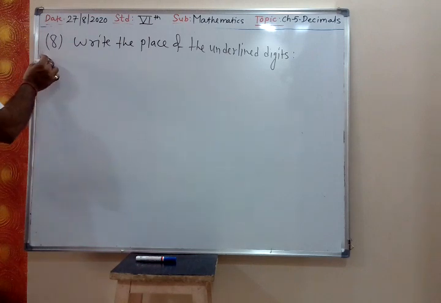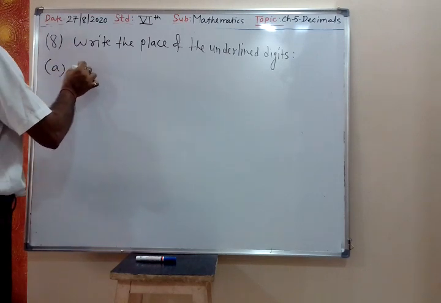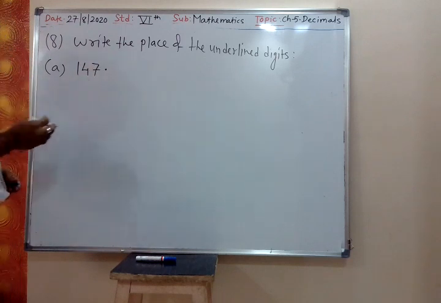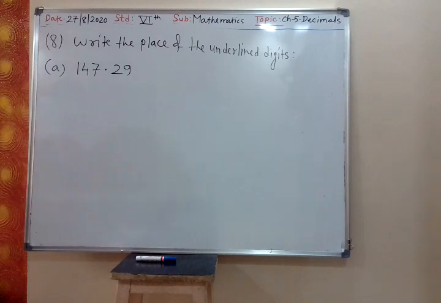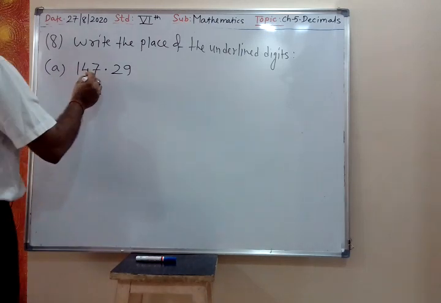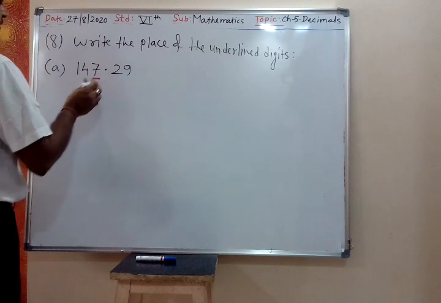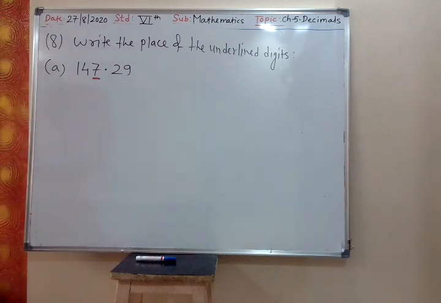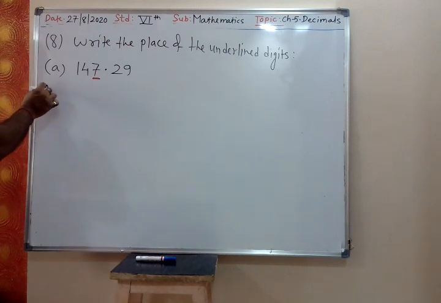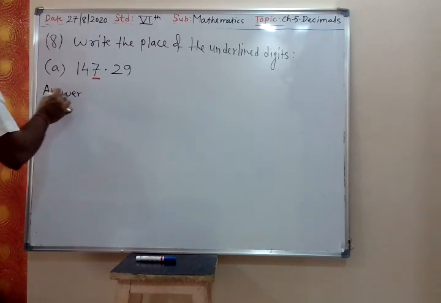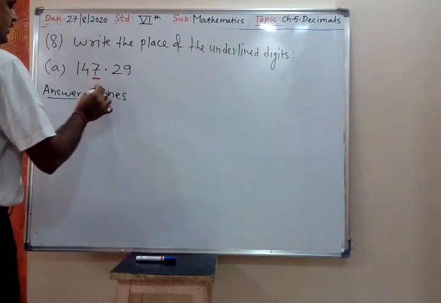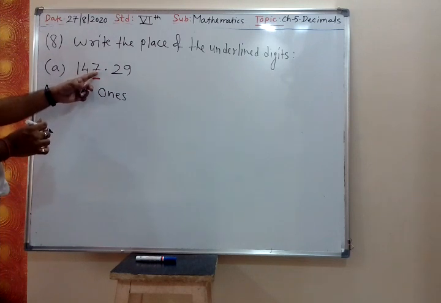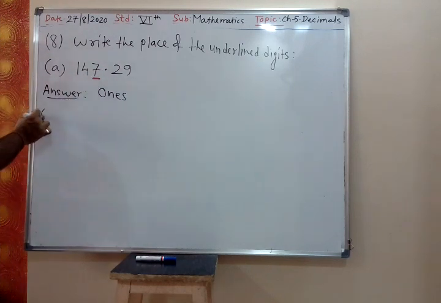First, A: 147.29 and the underlined digit is 7. So what is 7? Tell me. What is the answer? Answer is ones, because before the decimal, the first position is ones.